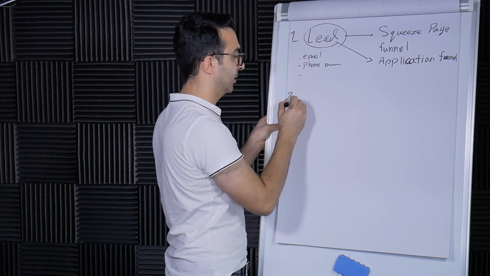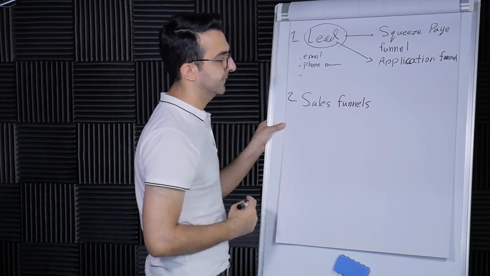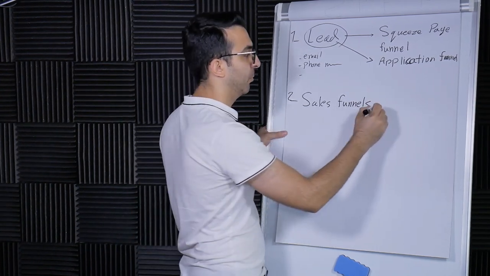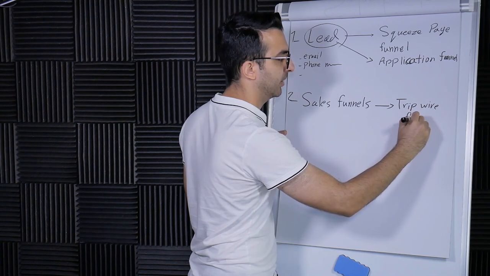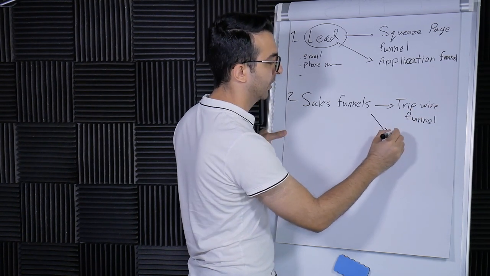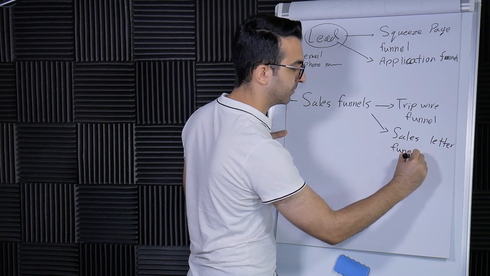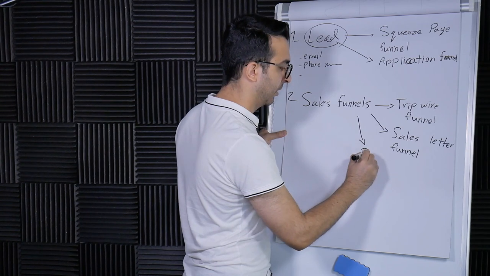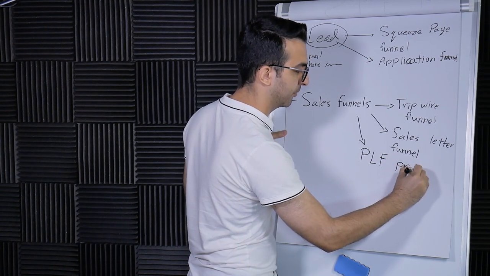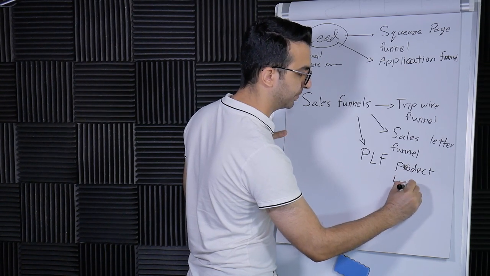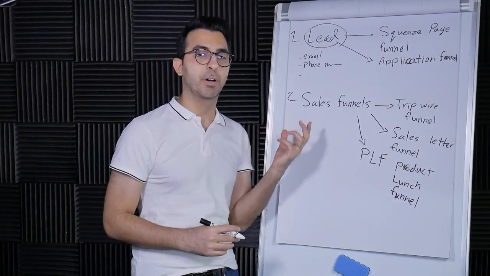Okay, this was number one, this is number two. Here we have sales funnels. And under sales funnels, we have three different types. Number one is the Tripwire funnel. Then we have the sales letter funnel. And finally, we have PLF, or the product launch funnel. So these are the three different types of sales funnels.